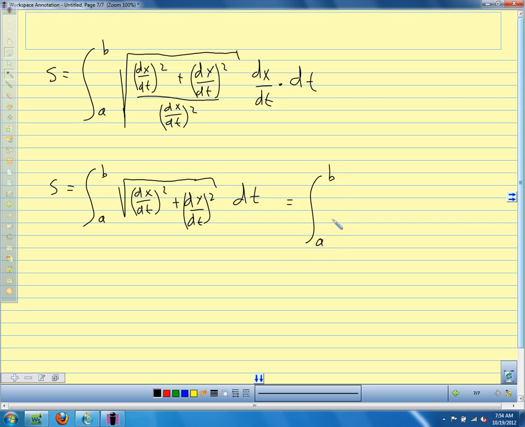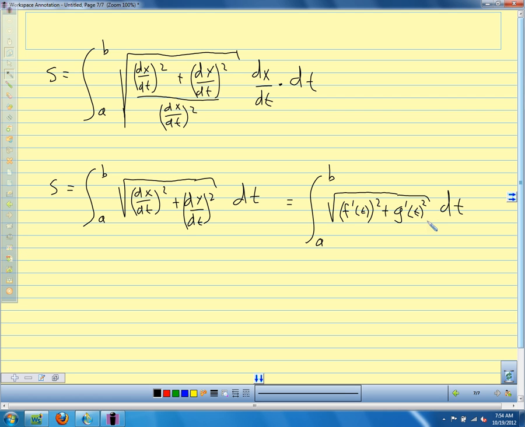And if we want to write this in a little more concise notation, it's going to be the integral from a to b of the square root of f prime of t squared plus g prime of t squared dt. And this is the arc length for a curve on our interval from a to b, where our curve is represented by x equals f of t and y equals g of t.